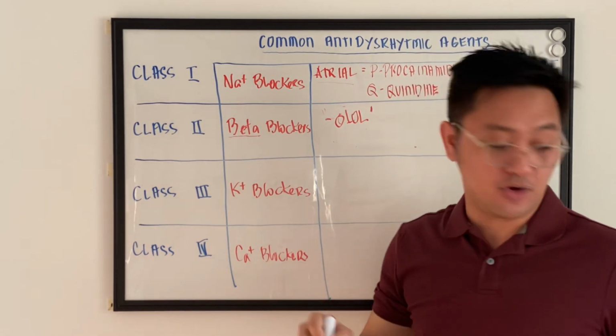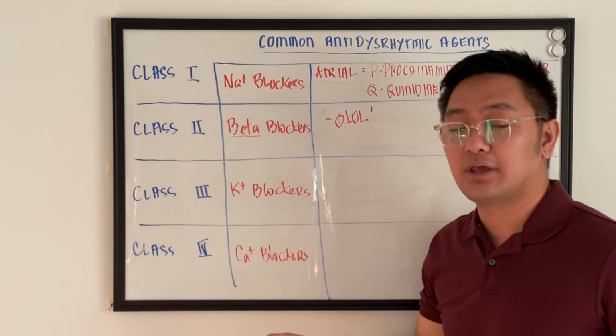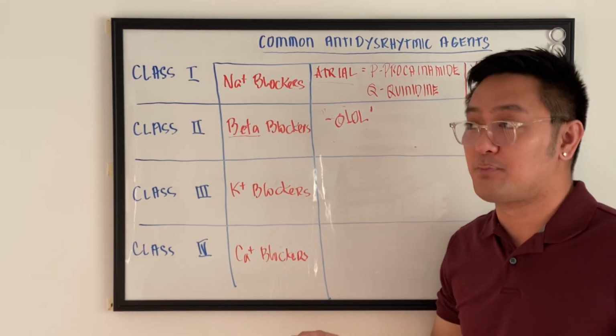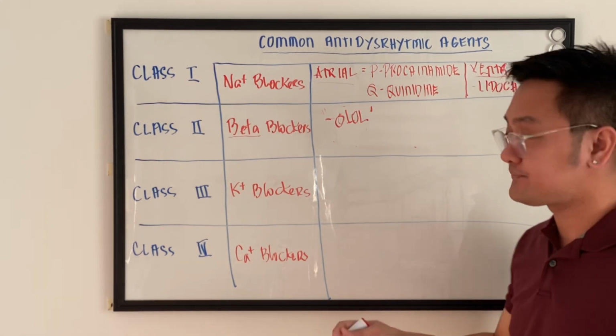One good example of your olol beta blocker is your propranolol, right? The propranolol, okay, what else? Your metoprolol. Metoprolol, that is the generic name. The brand name for that is your Betaloc, okay? Now, things to remember for your exam.